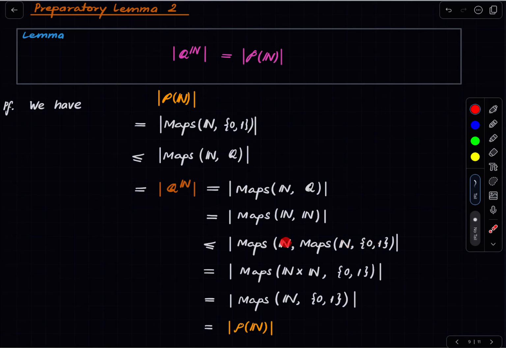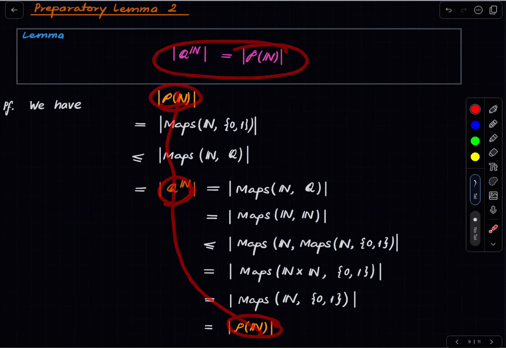So just think of this as capital X, think of this as capital Y, and think of this as capital Z in the previous preparatory lemma. We get that this cardinality is same as that cardinality. And now since n cross n is in bijection with n, we get that this cardinality is equal to that, but that is the power set of n. So there is a sandwich. This is at most that, is at most that. So this sandwich proves this equality.